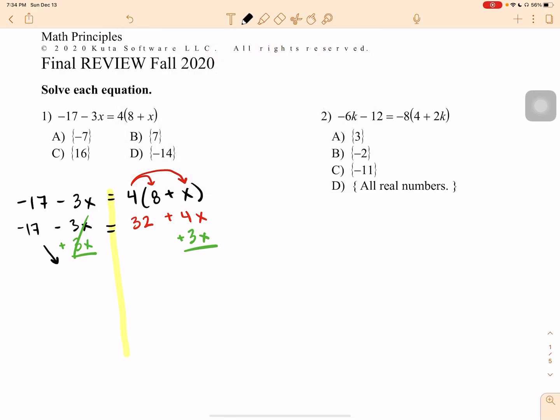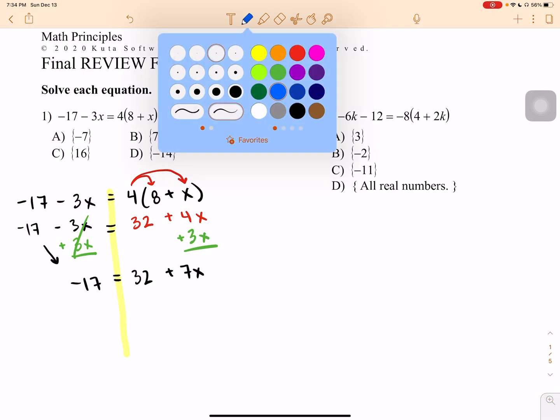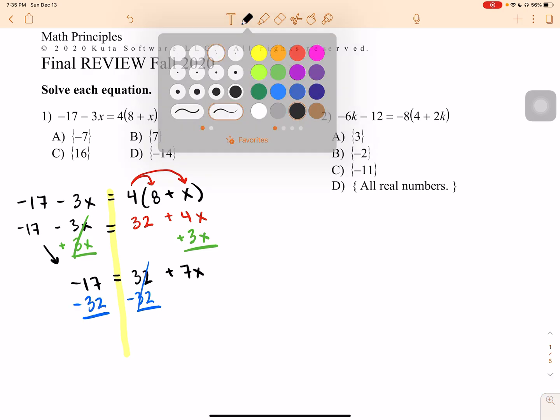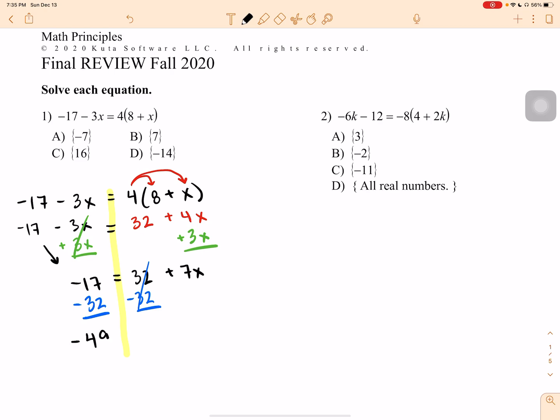So now I have negative 17 equals 32 plus 7x. And again, it doesn't really matter. Either way, you should get the correct answer as long as you deal with your negatives correctly. So now I need to move the numbers over to the left-hand side, the constants with no variable. So negative 17 minus 32 will be negative 49 equals positive 7x. And then we have to divide both sides by 7. So negative 7 equals x, and that is your answer. So this answer here will be A.